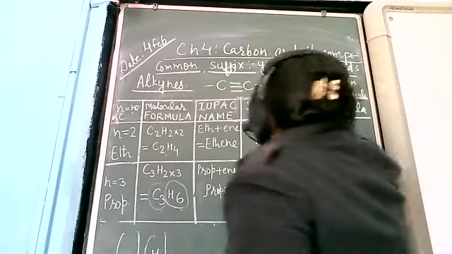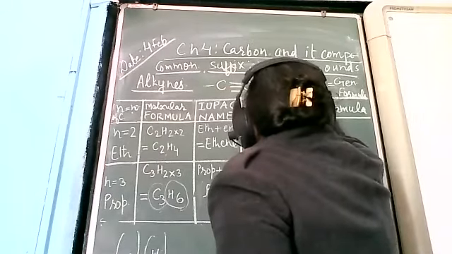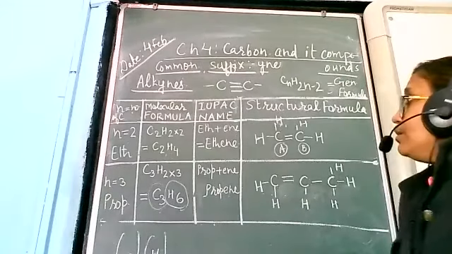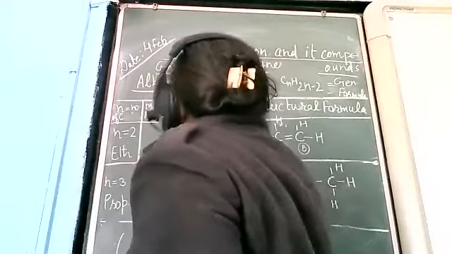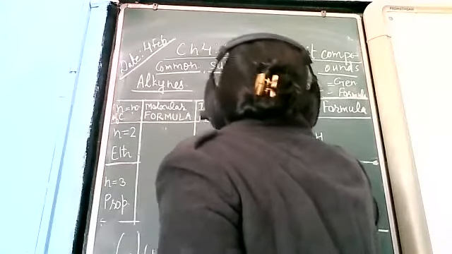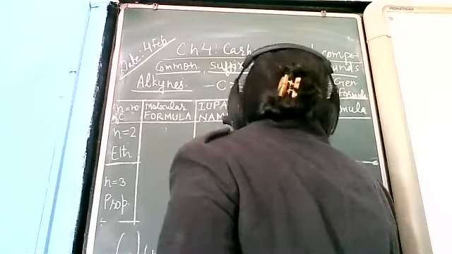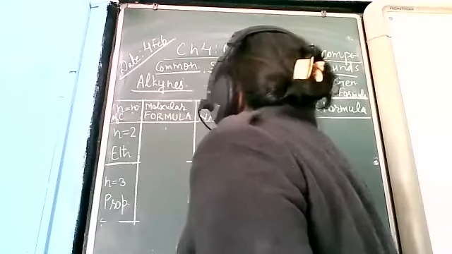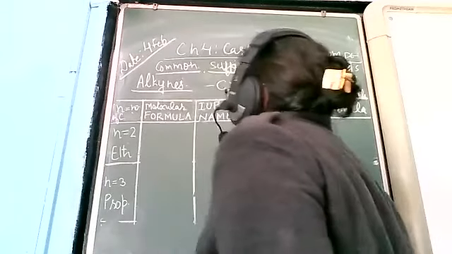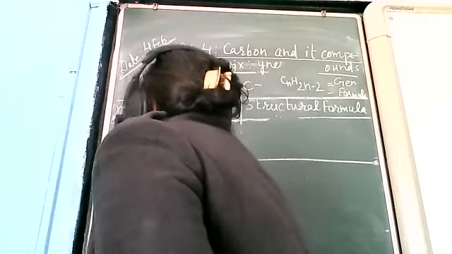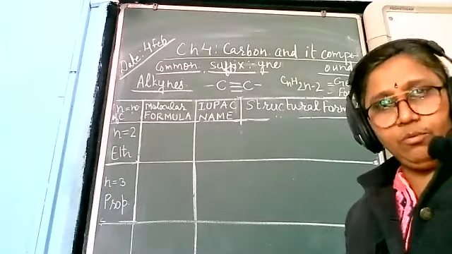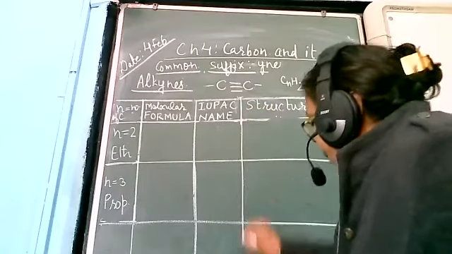CnH2n minus 2. It means you will double the number of carbon atoms and you will subtract 2 from it. Agree? Same table we will make, same heads will be there, same way you will open the page. So first carbon, methane, will not exist. It will start from n is equal to 2, ethyne.